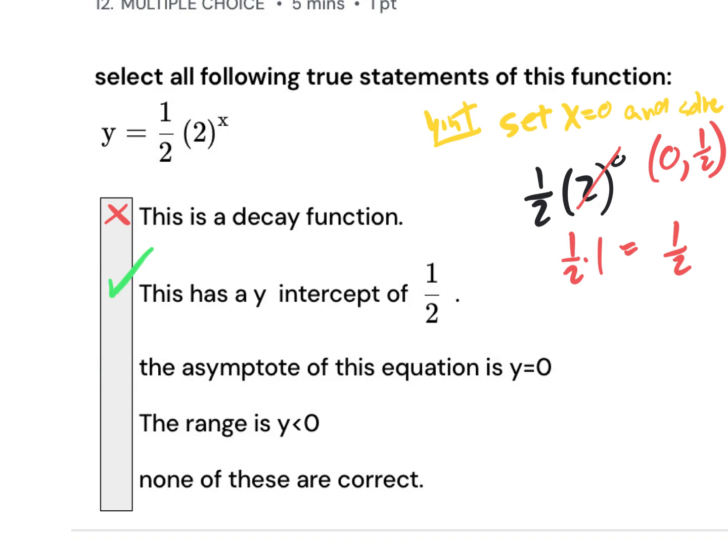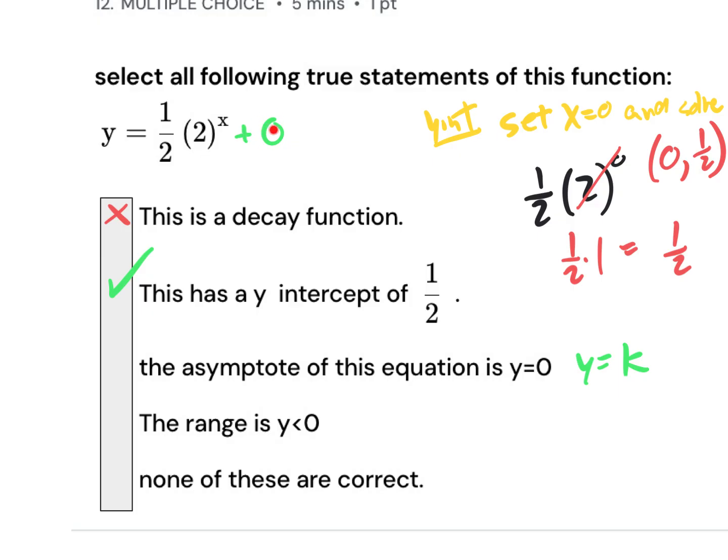Check. The asymptote of this equation is y equals 0. Well, we need to know that the asymptote is y equals the k value, the number that's being added or subtracted at the very end. And in this case, there is no number. So yes, it is true that your asymptote is y equals 0. If you would have had a 3 right here, your asymptote would be y equals 3. If you have a -4, y equals -4 would be your asymptote.